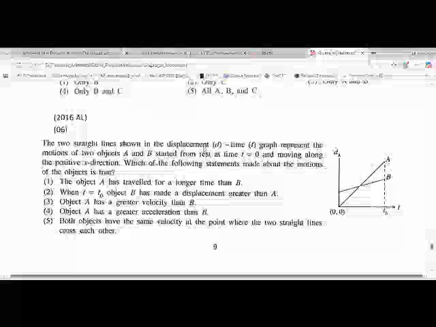Uh, 2016 question. The two straight lines shown in the displacement time graph represent the motion of two objects A and B, started from rest at t equals 0 and moving along the positive x direction. Which of the following statements made about the motion of the objects is true?